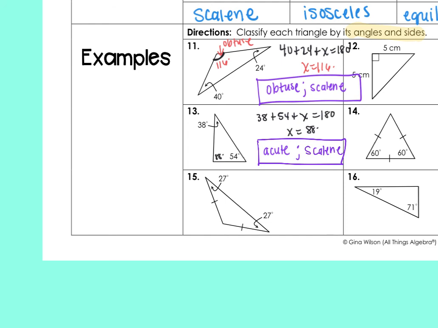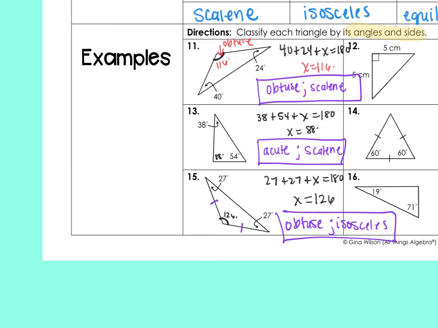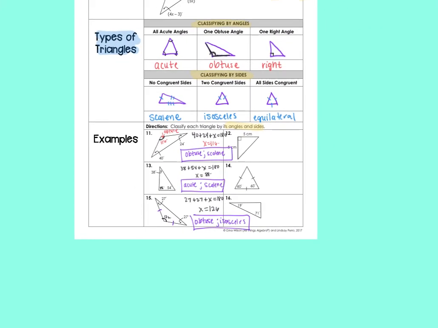And then finally, we have a 27, and then we don't know that final angle right here. So let's go ahead and work that out. I got 126. So since we do have that one obtuse angle, it only takes one. This is an obtuse triangle. And then you can tell this triangle has 2 dash marks. That means 2 of the sides are equal. So this is an isosceles triangle. So you are required to know how to classify a triangle by its angles and by its sides.